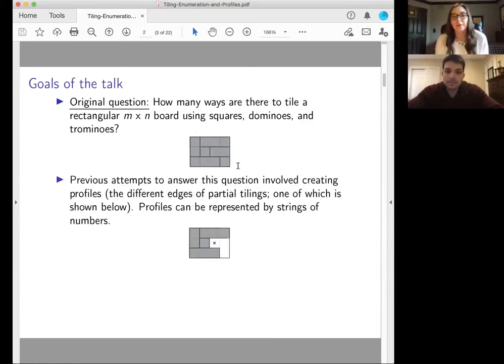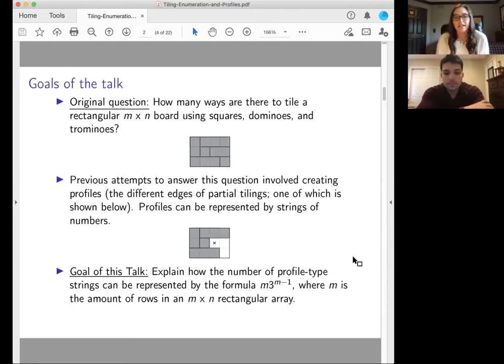And so while we were working on our research projects, we referenced two former research projects that involved the tiling of a 2xn and a 3xn board. And by understanding these research projects, we were able to use profiles, which are the different edges of partial tilings. And we can see a profile shown below. And these profiles can be represented by strings of numbers. So this profile below would be a 2, 0, 1 string.